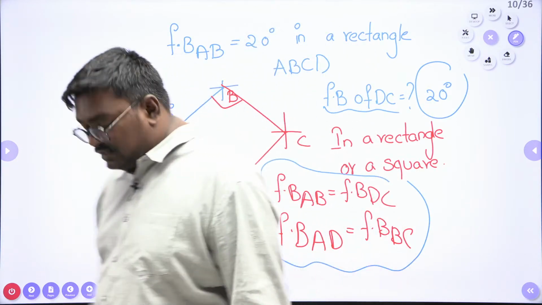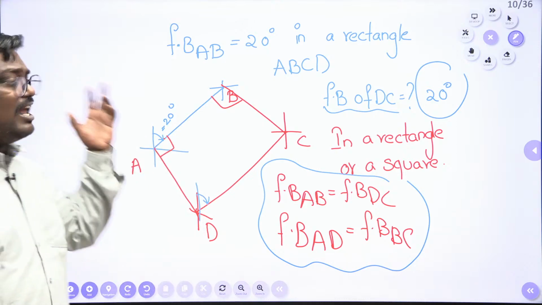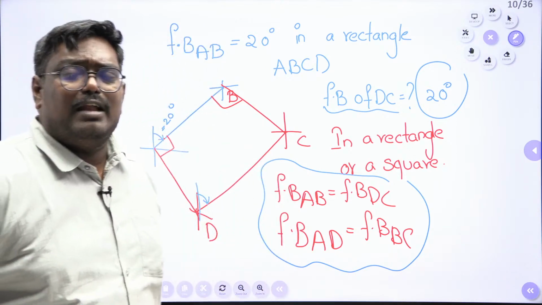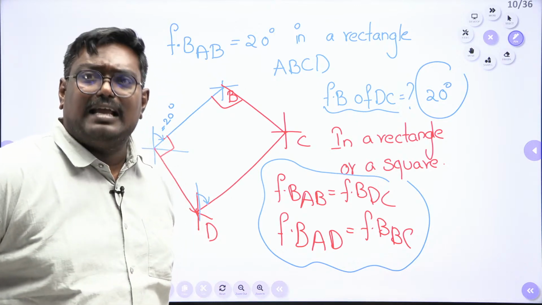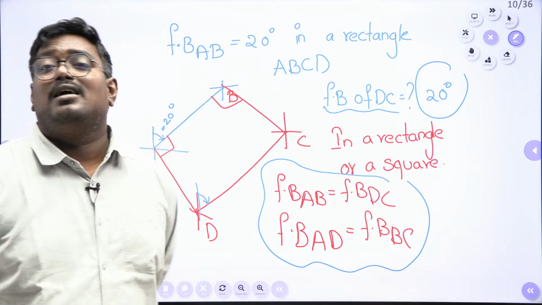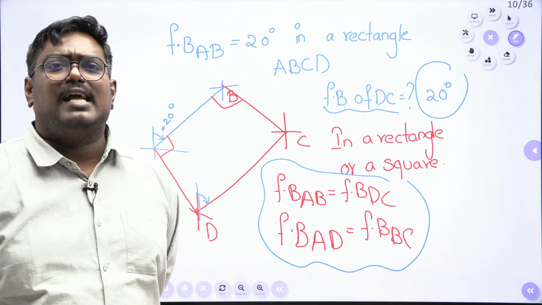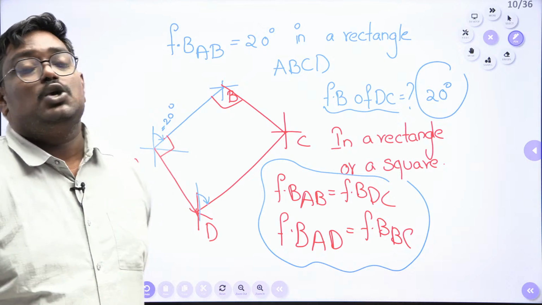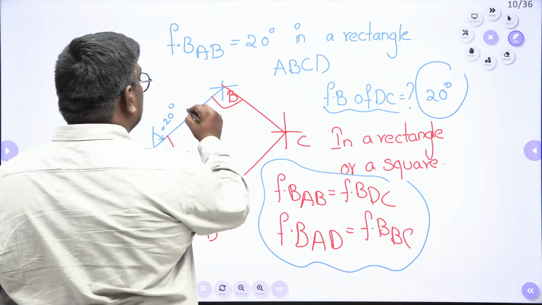Okay, write down this question, my dear students. Whenever there is a forebearing of AB, some angle x degrees, in a rectangle or a square, I am least bothered whether it is a rectangle or a square. Wherever the included angle is 90 degrees, you can follow that the bearings are same.